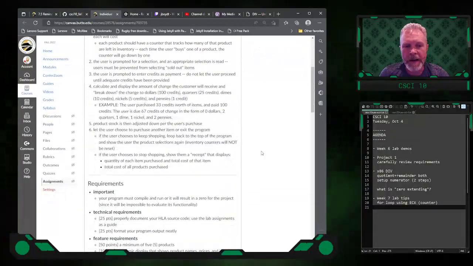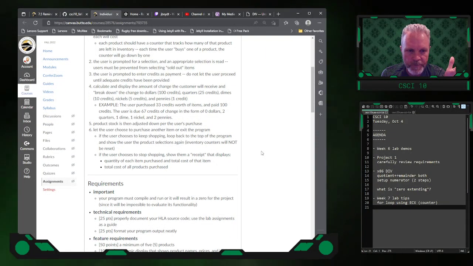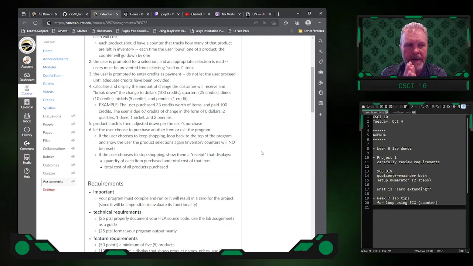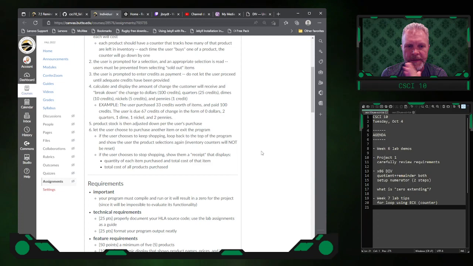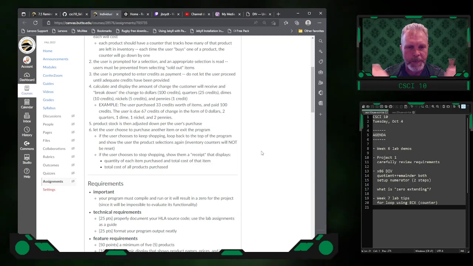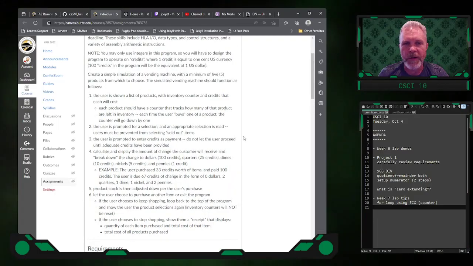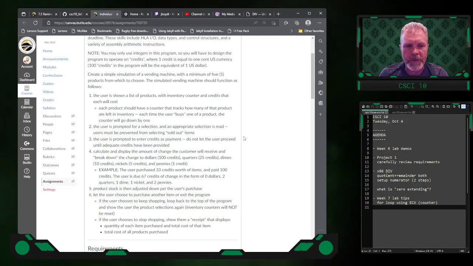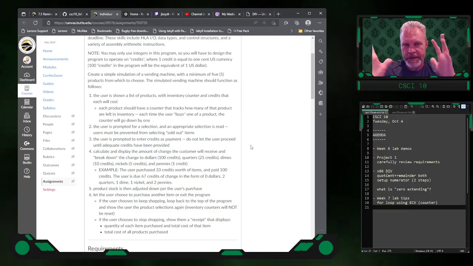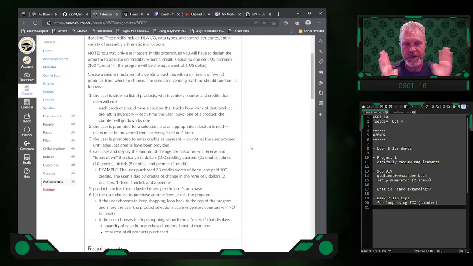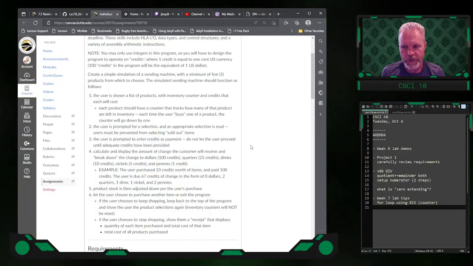So anyway, this is a vending machine simulation or a convenience store simulation, however you want to picture it. I tried to be pretty clear about how I want the flow of the program to work. And that was in part just to make sure that we all stay kind of within the range of the things that I know we know how to do.